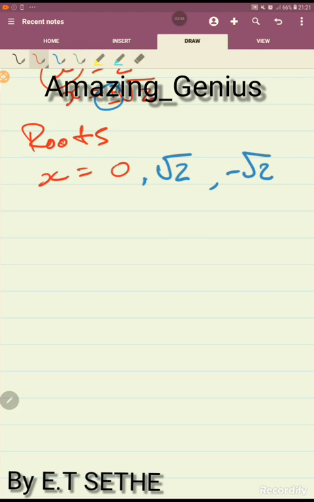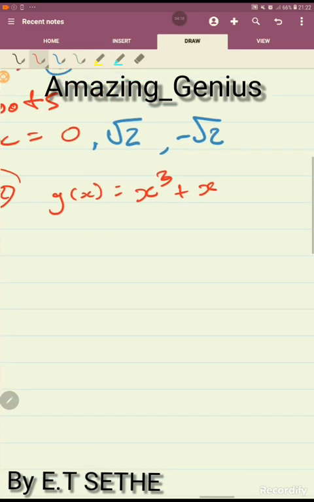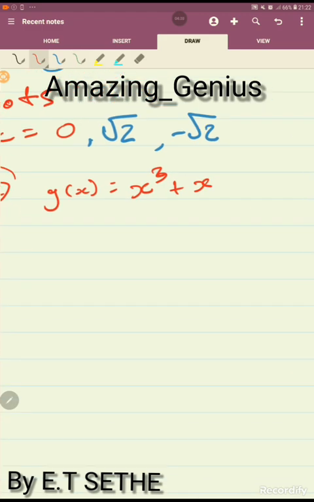So on this one we have 3.2, g(x) is equal to 3x over 3 plus x, right? So this could be tricky for other people, but I told you that the trick is to make the equation equal to 0, meaning that you're going to say x raised to 3 plus x is equal to 0.